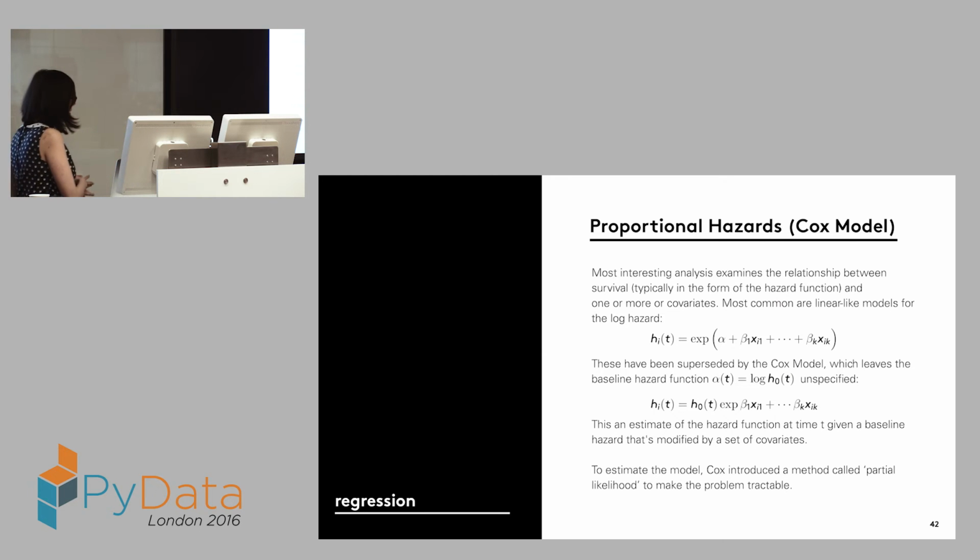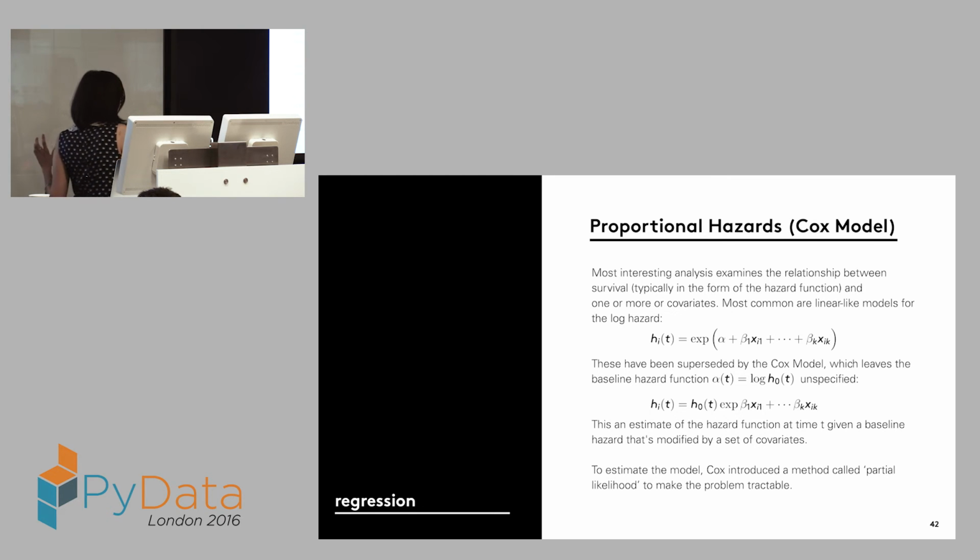Now, we've done these non-parametric estimates, but then we would like to be able to construct these curves for individuals, and we would also like to do prediction tasks. So the tool of all trades is the Cox model, which is a proportional hazard model. So the most interesting analysis examines the relationship between survival and one or more covariates.